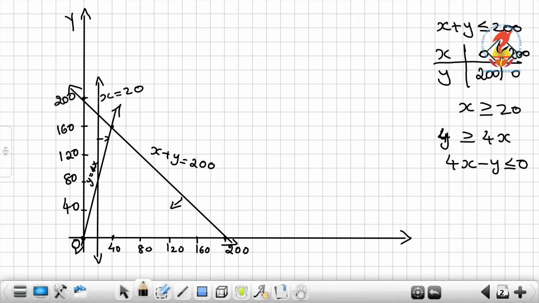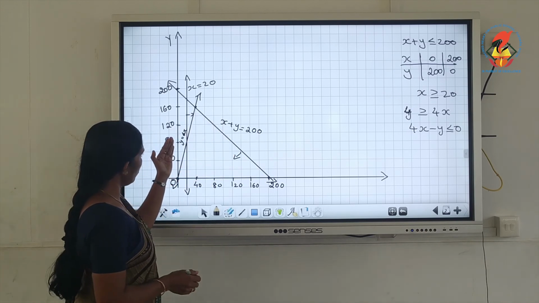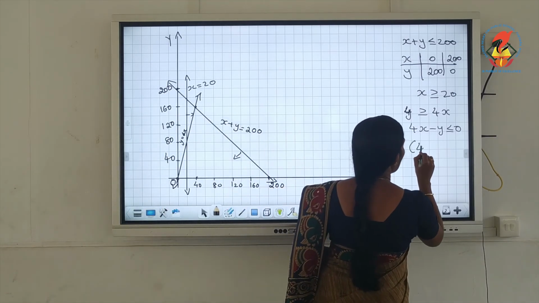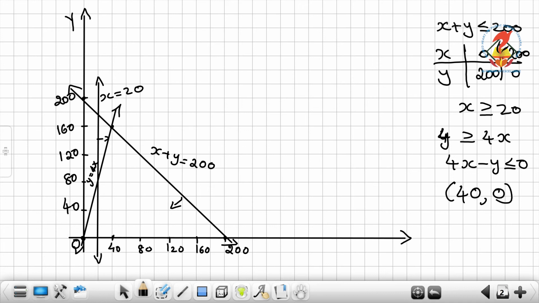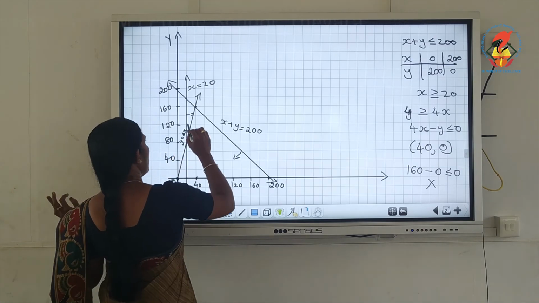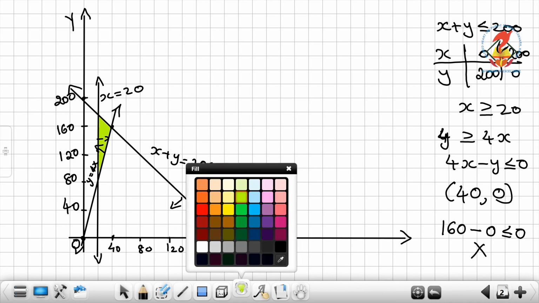Okay, now where we shade? For this line it passes through the origin, so we can't substitute 0, 0. So you have to take the point from either this side or the upper portion. So I can take 40, 0. When I take 40, 0, substitute here. 40 into 4 is 160. 160 minus 0 less than or equal to 0. Is the statement correct? That is wrong. So 40, 0 is in the lower portion of the line. So we have to shade the upper portion, towards the y-axis. So where is the common region? This triangle is the common region.